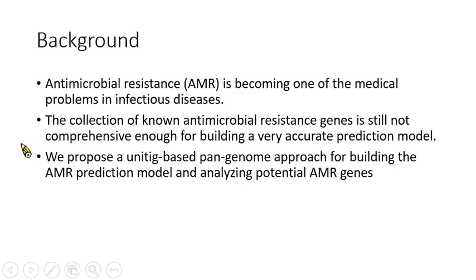About the background: so far, antimicrobial resistance is gradually becoming one of the medical problems, especially in infectious diseases. And the collection of known antimicrobial resistant genes, according to our past studies, is still not comprehensive enough for building a very accurate prediction model. So in this study, we propose a Unitig-based pan-genome approach for building the antimicrobial resistance prediction model and for analyzing the potential antimicrobial resistance genes.